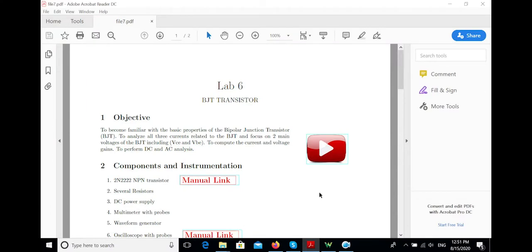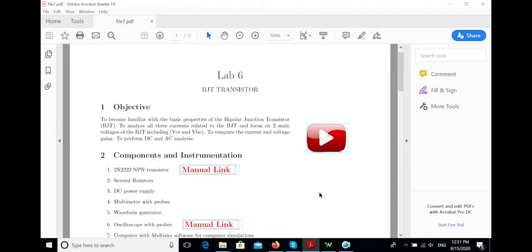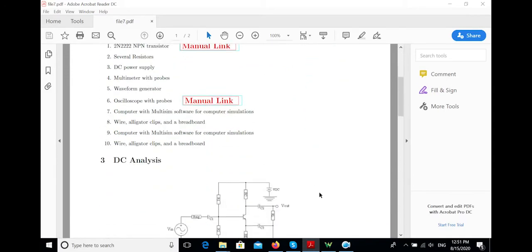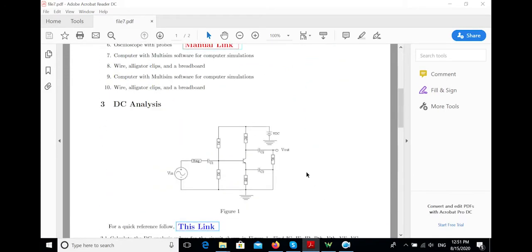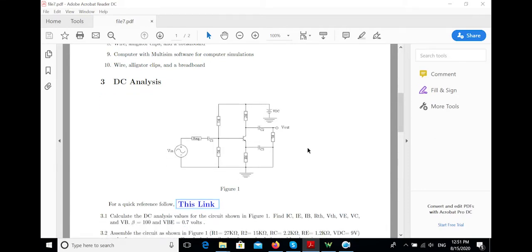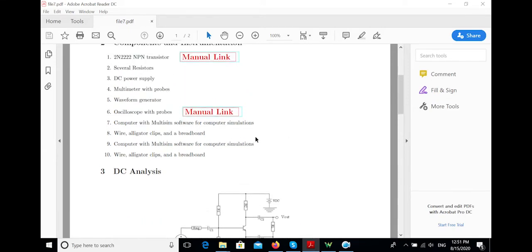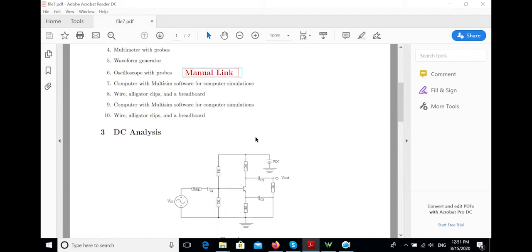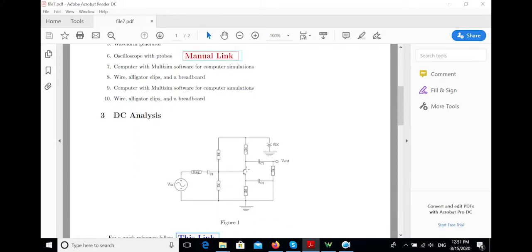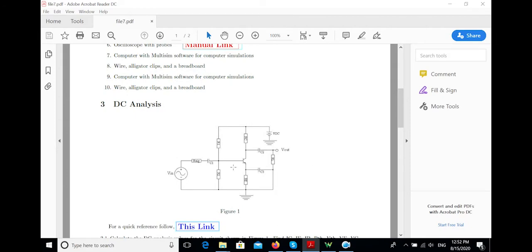In this lab, we are going to learn about BJT transistors. You will need to build the circuit on the breadboard, and you will need to use a 2N2222 NPN transistor here. These three capacitors are 1 millifarad capacitors.